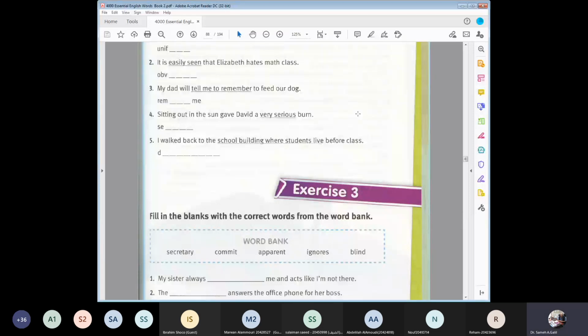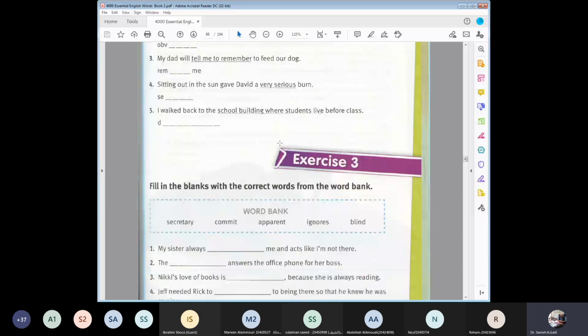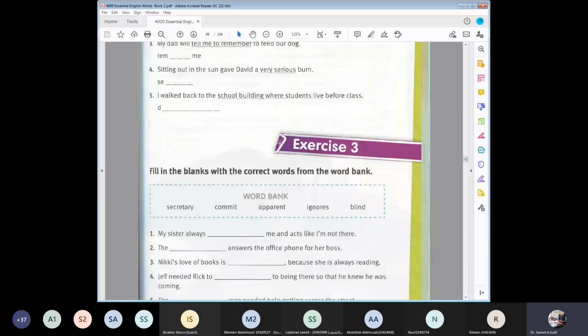Can somebody do number 3? Yes, read the sentence and then give us the complete word. My dad will tell me to remember to feed our dog. Remind me. Yeah, remember to tell somebody to do something means you remind him. Okay, 4, everyone.